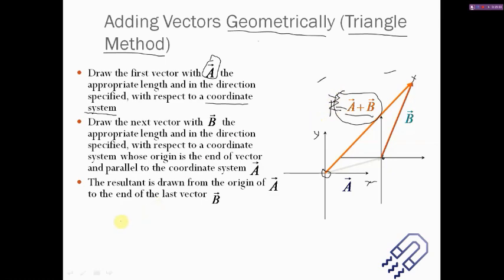So how do you find the resultant? The resultant is basically nothing but from the point of origin of A bar to the end of the last vector bar. So you start from A bar and you end at the last point of B bar. So this is basically nothing but your triangle method. Okay, so this is actually simple. We are just considering the direction, and we are going to look into more complex problems now.